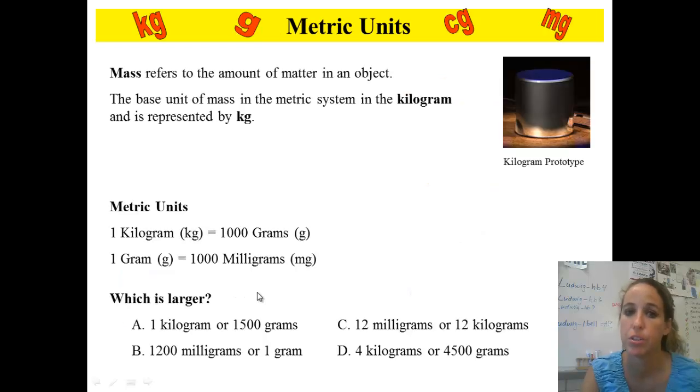Mass refers to the amount of matter in an object. The base unit of mass is the kilogram, and it's represented with kg. The metric units and conversions that we're going to use are that 1 kilogram is equal to 1,000 grams, and 1 gram is equal to 1,000 milligrams. So we have the same kind of practice that we just did. Which one's larger, 1 kilogram or 1,500 grams?